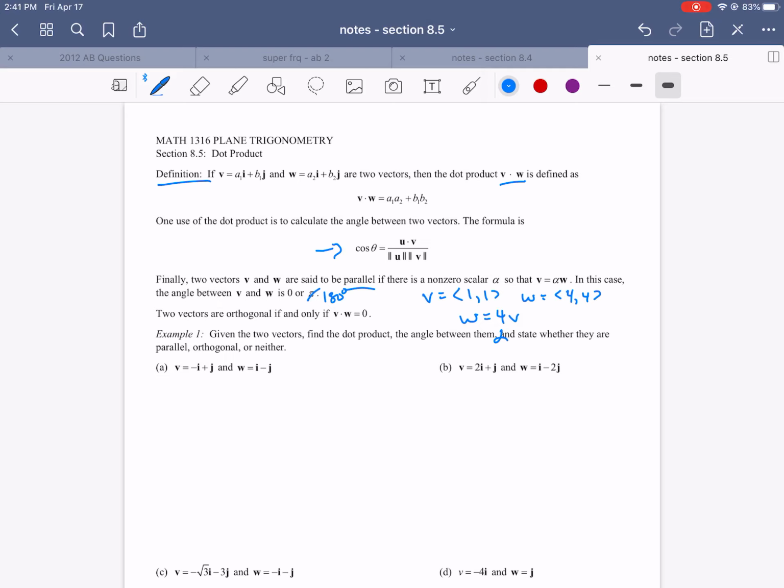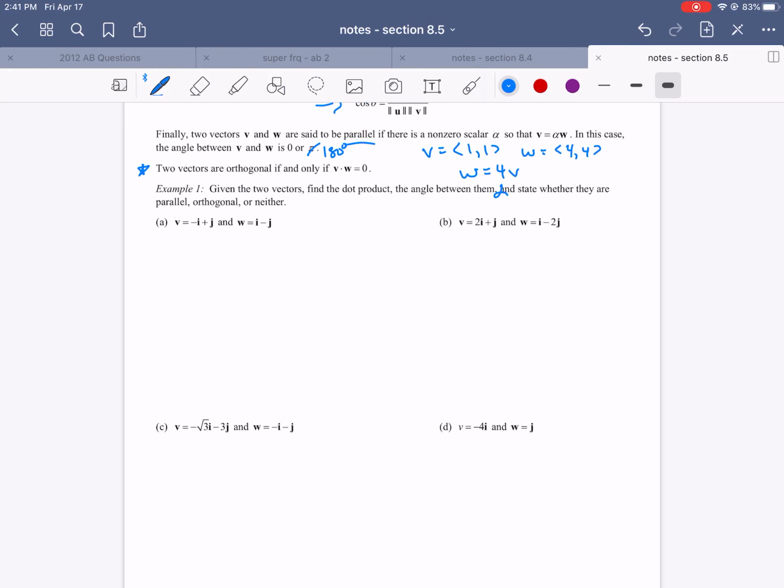Then finally, a very important fact is that two vectors are orthogonal if and only if their dot product is 0. Orthogonal is just another way of saying perpendicular in vectors. So perpendicular, orthogonal, pretty much talking about the same thing in that context.